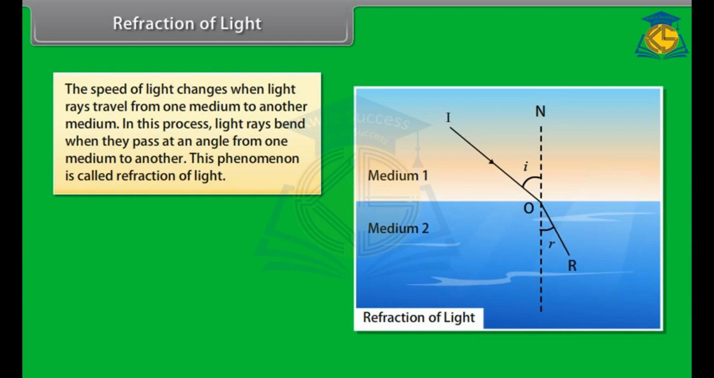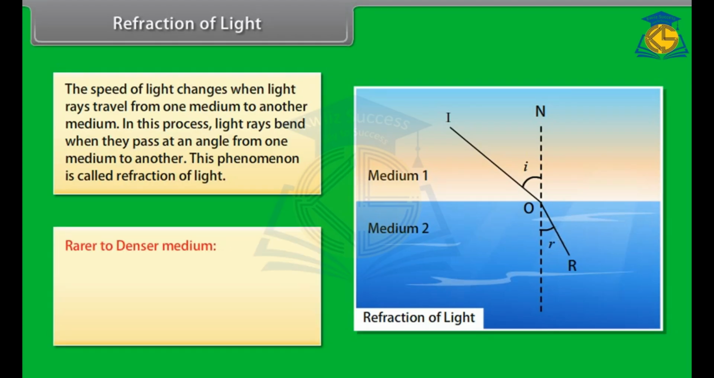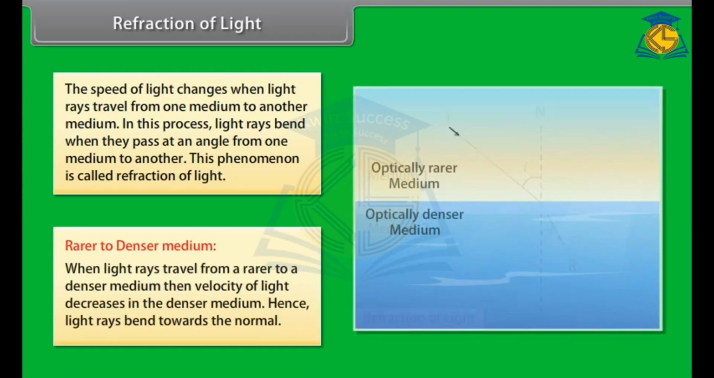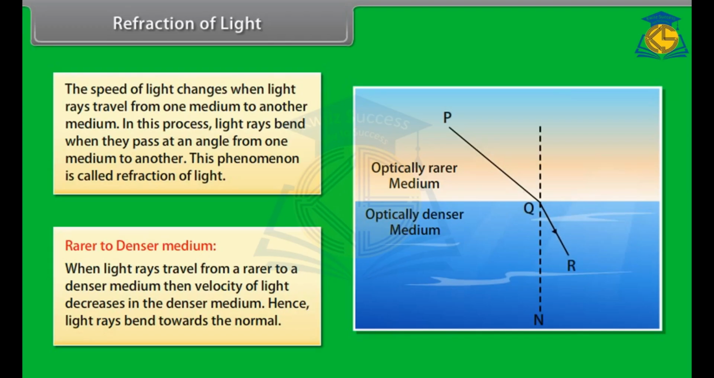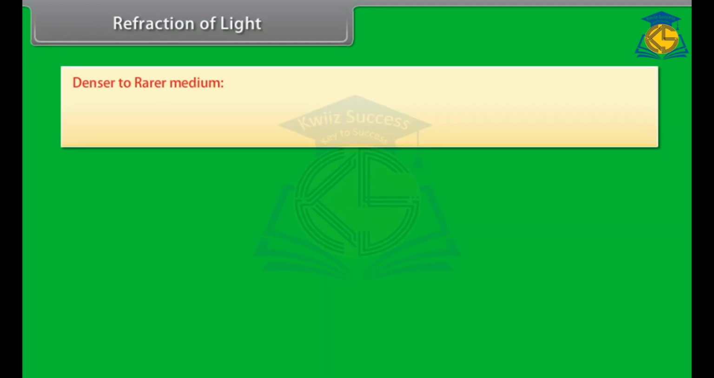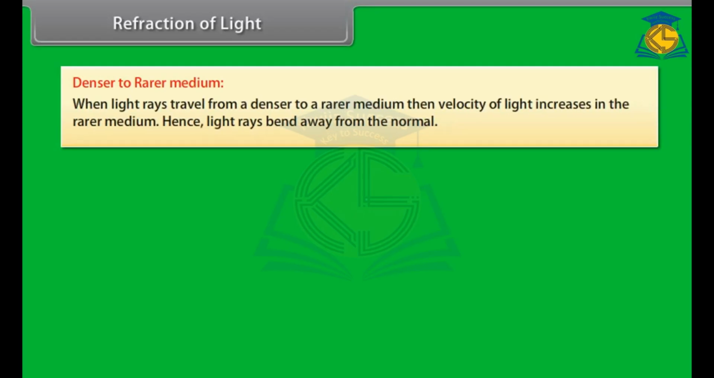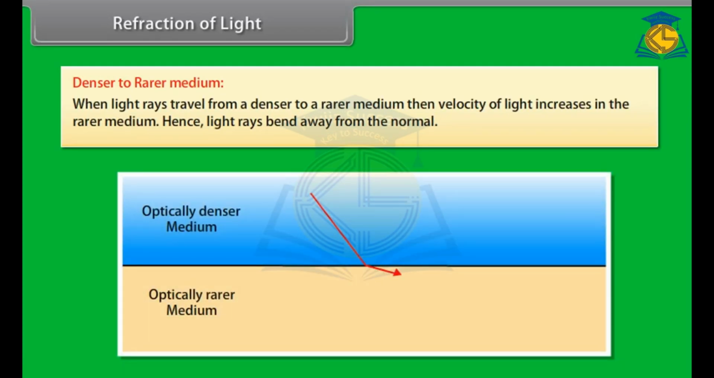Refraction of light can occur in two ways. Rarer to denser medium: when light rays travel from a rarer to a denser medium, the velocity of light decreases in the denser medium. Hence, light rays bend towards the normal. Denser to rarer medium: when light rays travel from a denser to a rarer medium, the velocity of light increases in the rarer medium. Hence, light rays bend away from the normal.